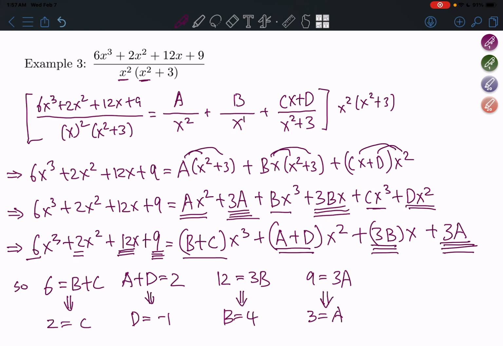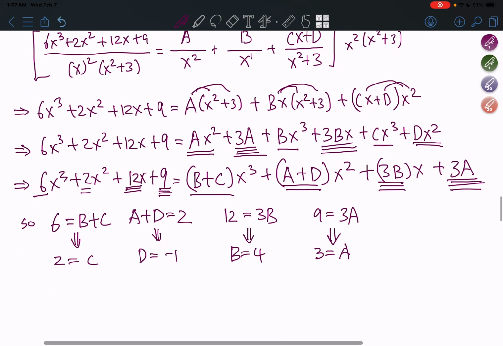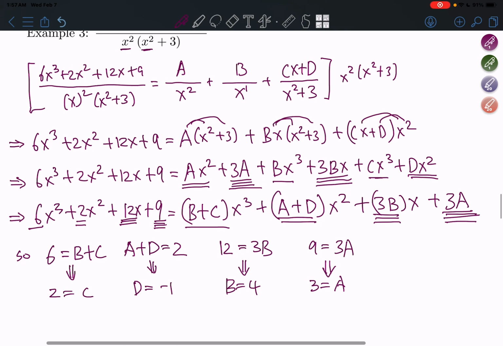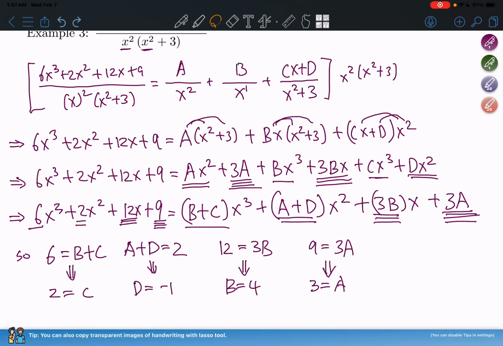Okay, so a lot of times, once you have one or two values already solved, then the rest of the system is very easy to solve, right? So at this point, we are ready to write our answers. I'm gonna cheat a little bit by copy and pasting.